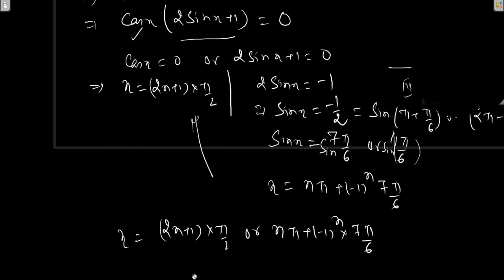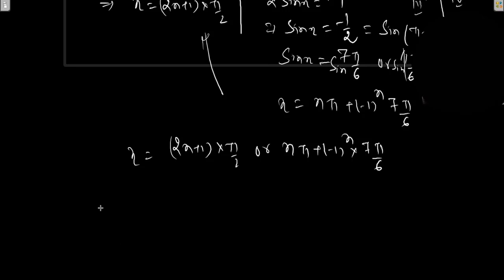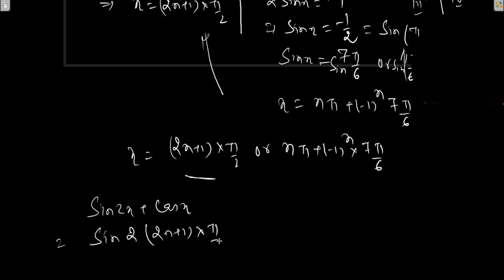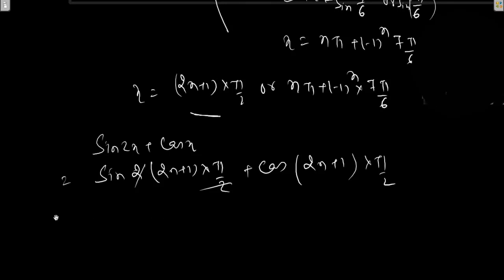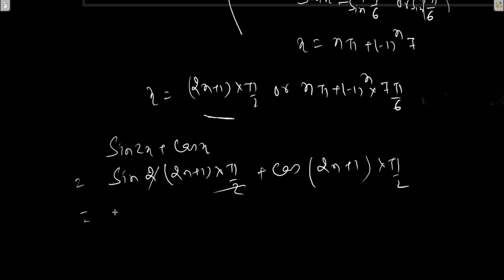So either this or this, right? So I have to calculate the expression sine of 2x plus cos of x, right? And I take this value, right? So what will this become? Sine of 2 into (2n plus 1) into pi by 2, right? 2 will cancel out, plus cos of (2n plus 1) into pi by 2, right? Now this expression is what? This one has become sine of (2n plus 1) into pi, and this one has become plus cos of (2n plus 1) into pi by 2.